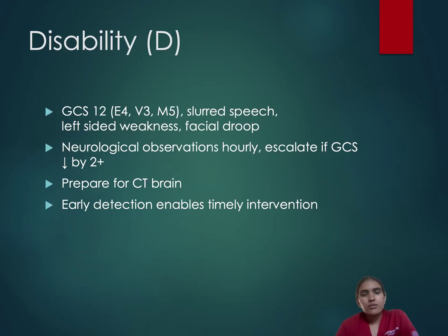While talking about disability, we can discuss her GCS is 12 out of 15 and she has slurred speech and left-sided impairment, which indicate neurological impairment. Every neurological observation should be performed to check the progression. Hua et al. also state that NEWS2 with GCS score can better predict mortality in stroke.